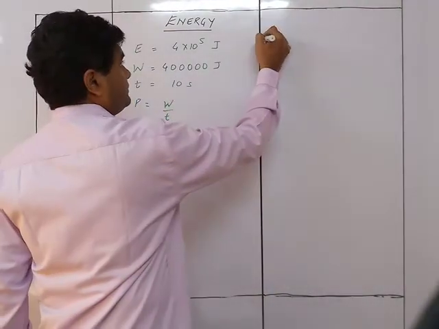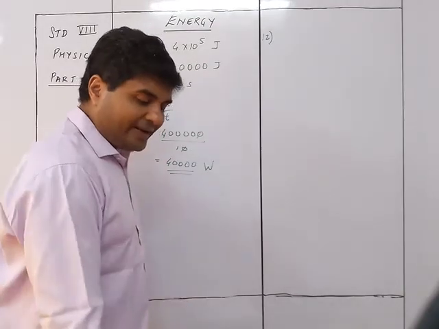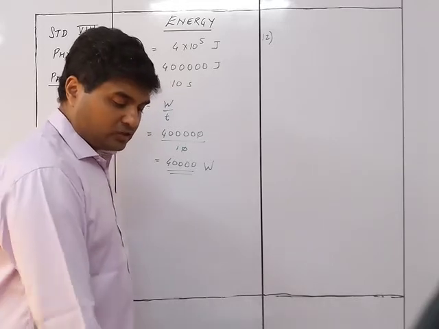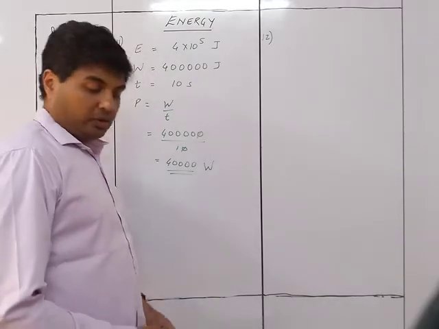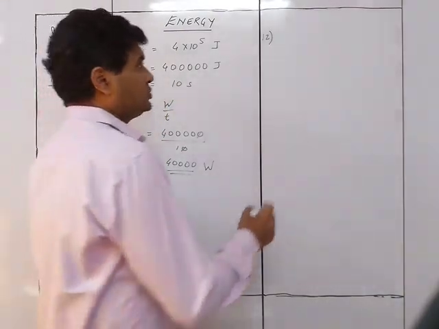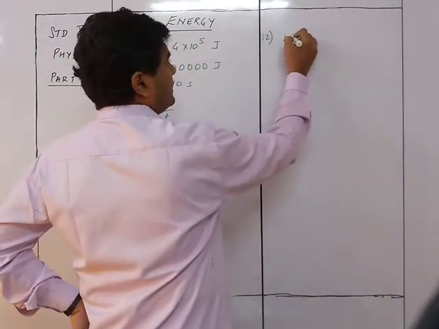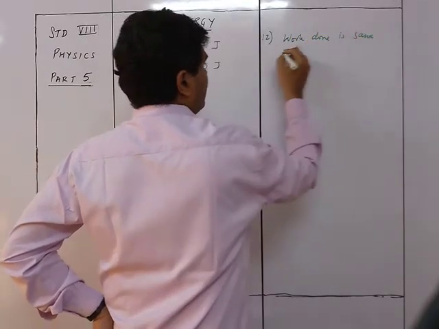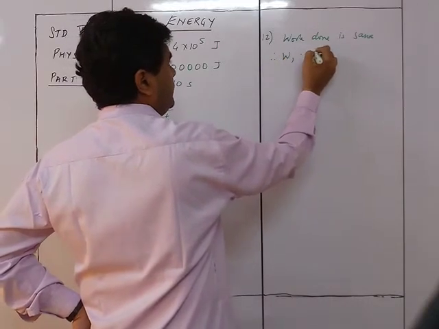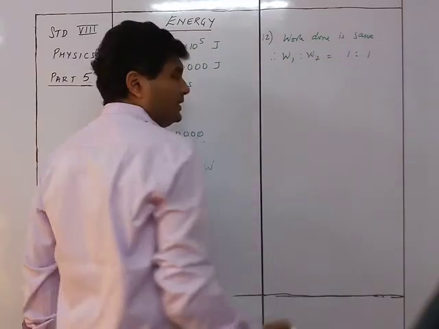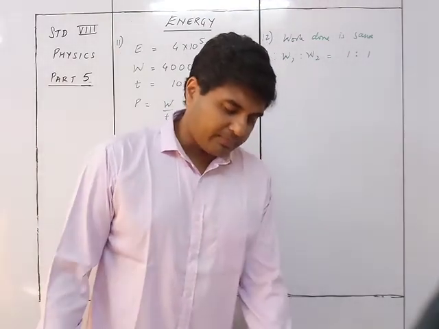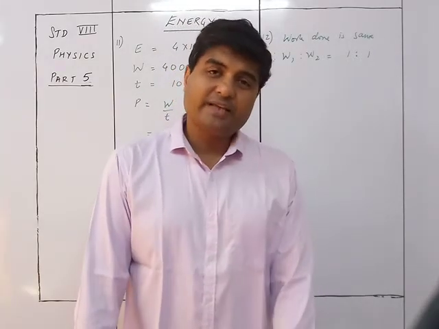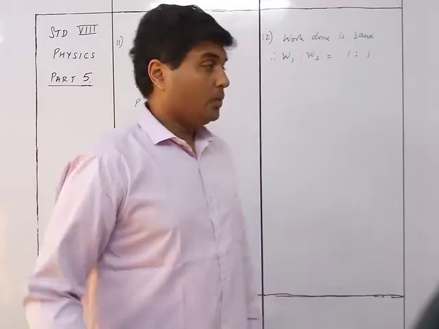The last sum, sum number 12. It takes 20 seconds for a girl A to climb up the stairs, while girl B takes 15 seconds to do the same job. Compare the work done and the power spent. So here, work done is the same. Therefore, W1 is to W2 is 1 is to 1. Both are doing the same job. They both are climbing up the stairs. So that's why the work done by both of them is the same.